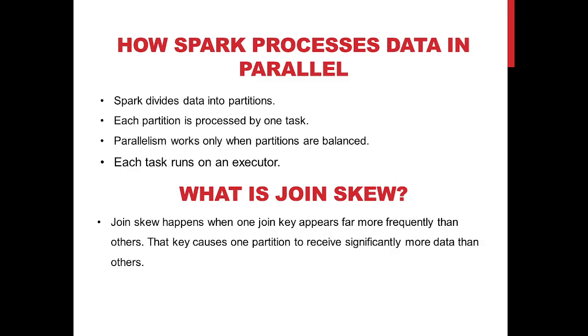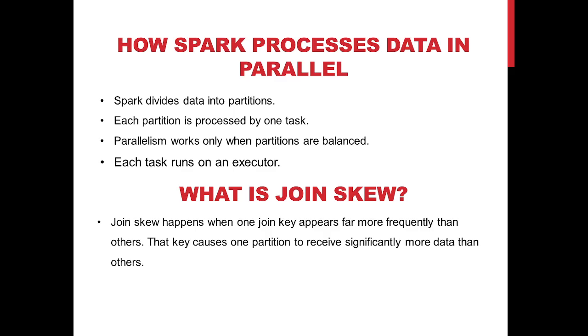So Spark divides data into partitions. Each partition becomes one task. Each task runs on an executor. Parallelism works only when partitions are balanced. If one partition is much larger than the others, parallelism breaks. Spark is not slow, but unbalanced partitions are.